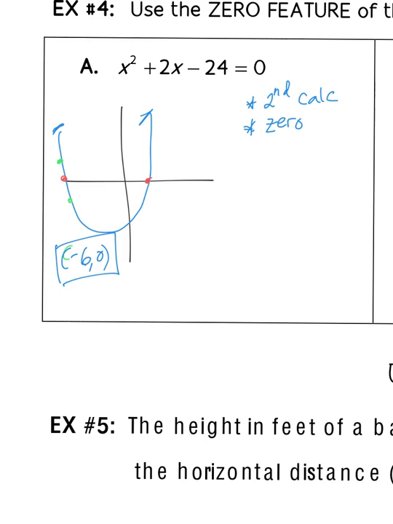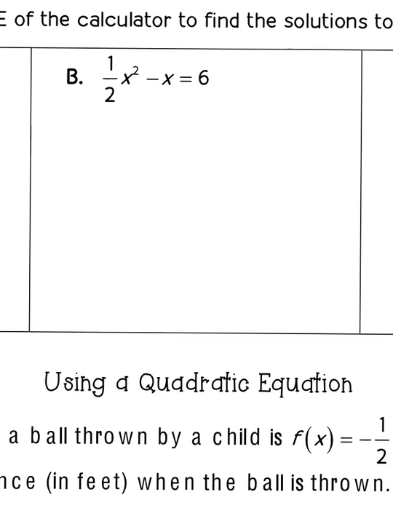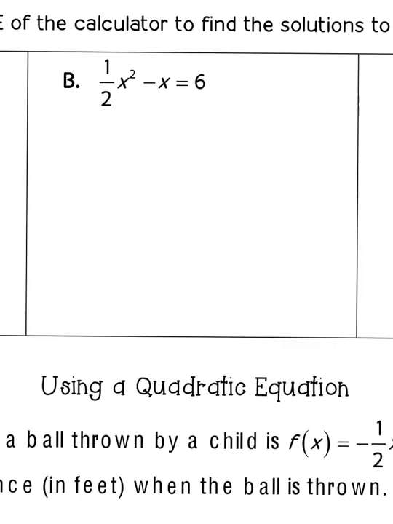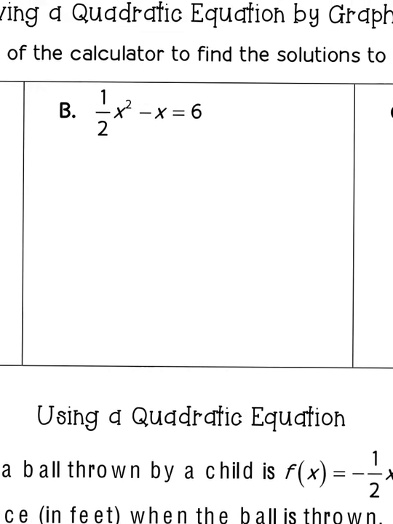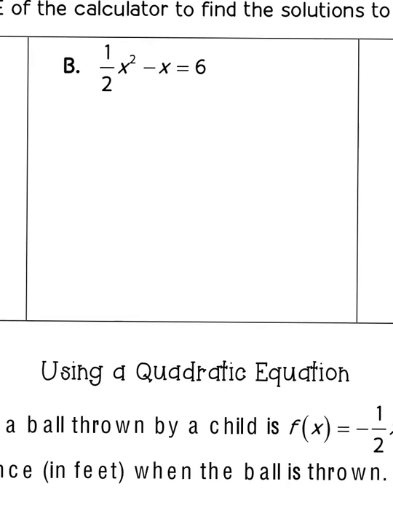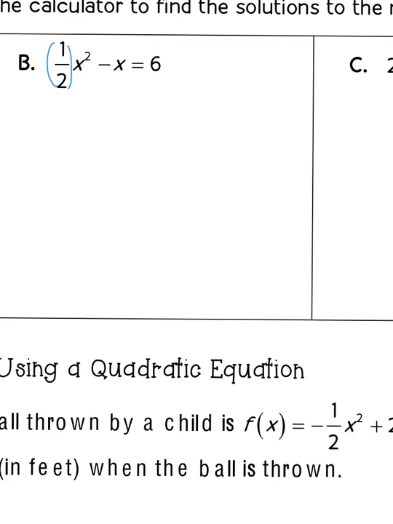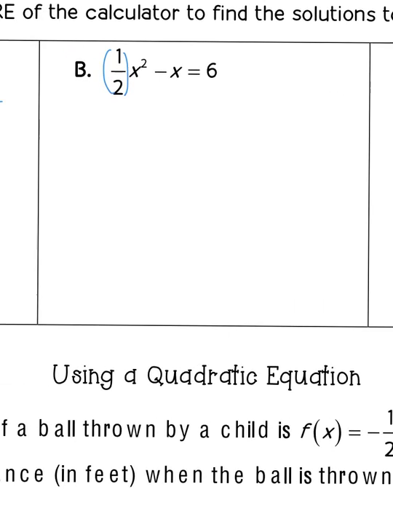Okay, so when you toggled and hit left bound, right bound, and guess, it should have told you that your x value is 4 and your y value is 0. So what I want you to do is try that same thing in B and C. Remember in B, in order to put this 1/2 into your y equals, it has to go in parentheses. And then for your C, you shouldn't have any problems at all.